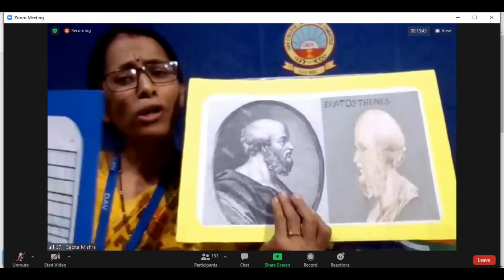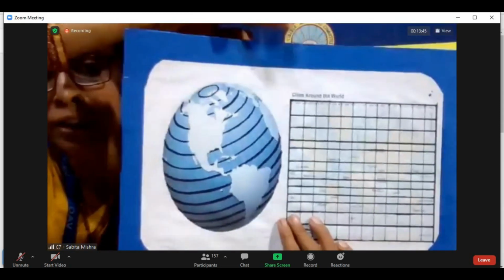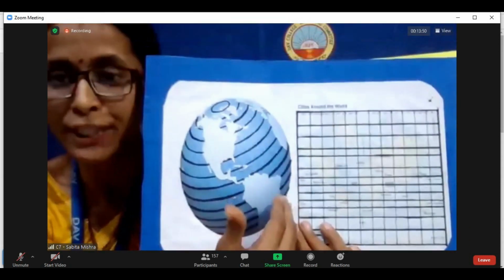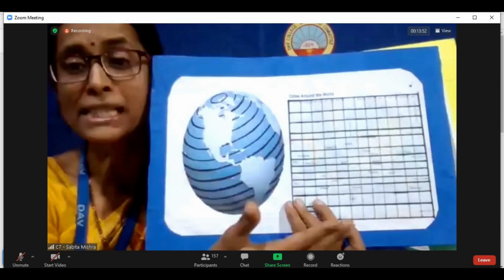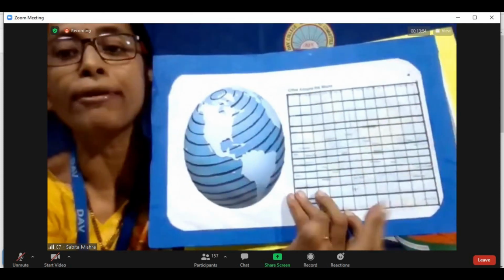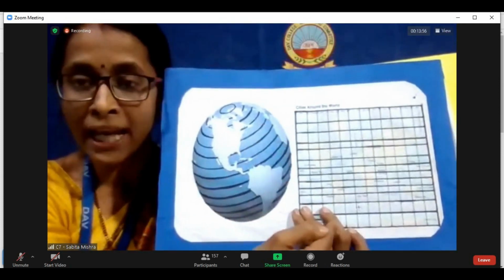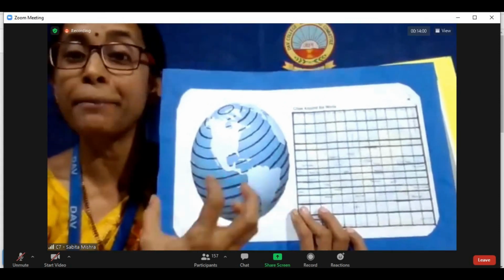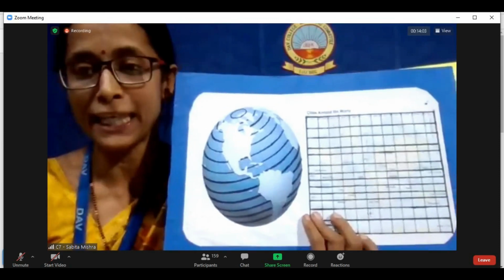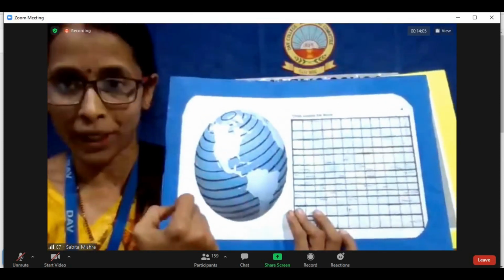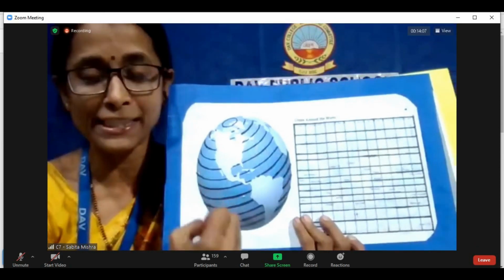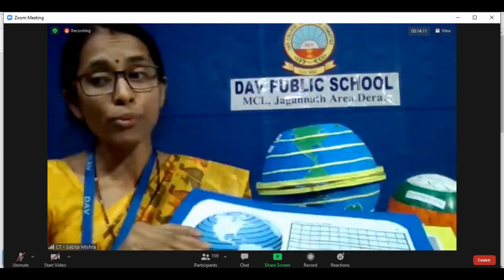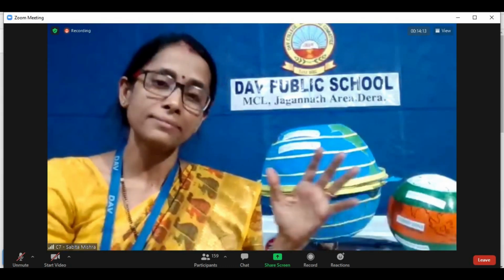What he did, all of you have seen on the maps and on the globes. There are some horizontal lines and some vertical lines. With the help of these lines, it forms a grid system. And with the help of this grid system, all the people throughout the world are able to locate places easily. So what are these horizontal lines? What are these vertical lines? Today, we are going to discuss only the horizontal lines. So today, we are going to learn about latitudes.